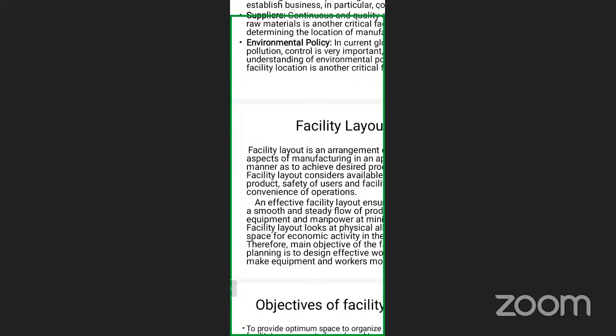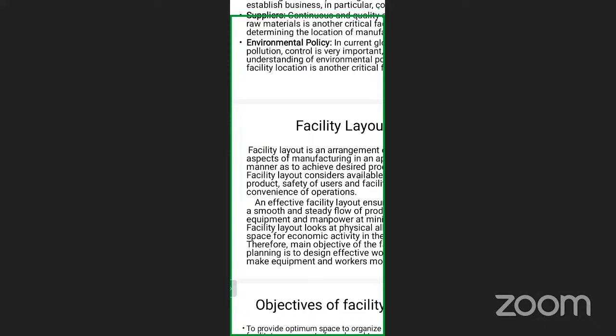This is the second step of facility location. Before this you have to select. This is the second step, but first of all, you have to locate the facility, the location where you have to establish the factory, the organization, the company. Correct, sir. Yes, your answer is correct.